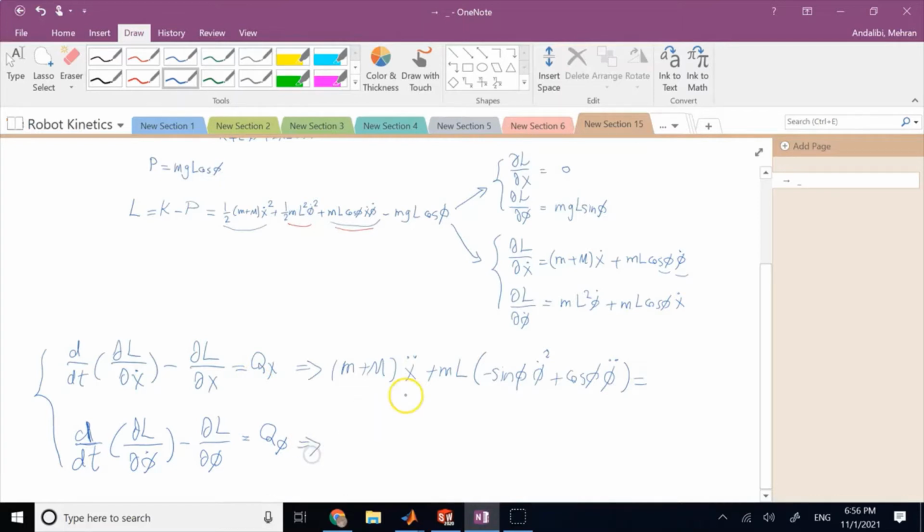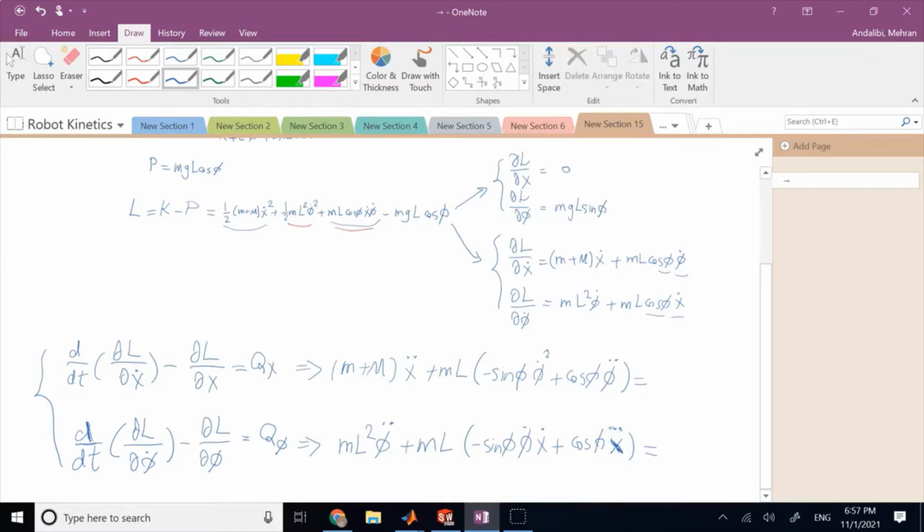For the bottom one, it's the time derivative of the bottom term, which is ml squared phi double dot. And then again here we have two time variable terms, so it's going to be plus ml times negative sine of phi, there is a phi dot, there is x dot, so we write it down, and then plus cosine of phi times x double dot. Like this. This is equal to. So the left-hand sides are both figured out.